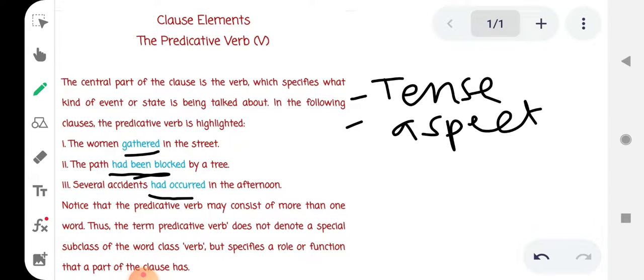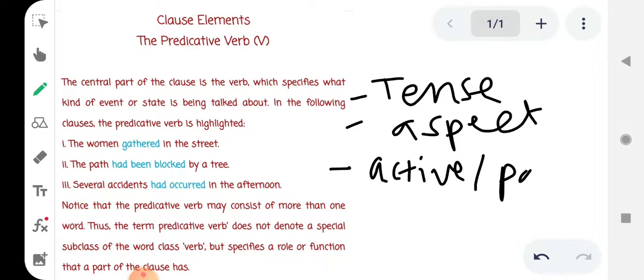The next thing that a verb tells us is whether the subject is active or passive. As we notice here, the first verb, gathered, directly indicates the action done by the subject. The women, they themselves have gathered. That means they are active.